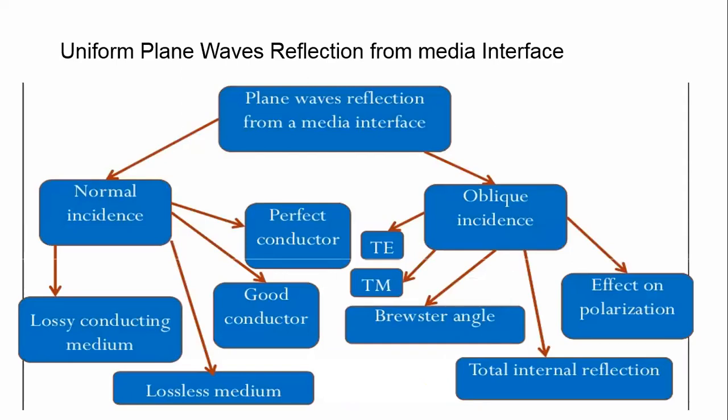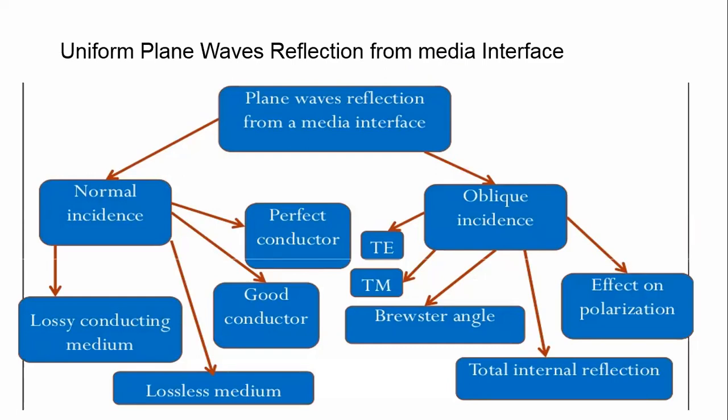The next point is the uniform plane wave reflection from the media interface, the reflection coefficient. So in this section, uniform plane wave reflection from the media interface, we need to concentrate on how many media we are going to use here, whether free space or dielectric, and that too a uniform plane wave we are talking about, because the plane is uniform, that is too important. And what is the effect of the reflection on that?